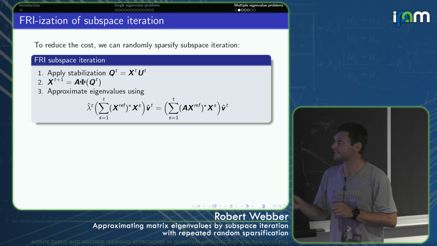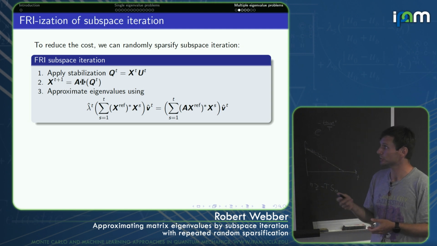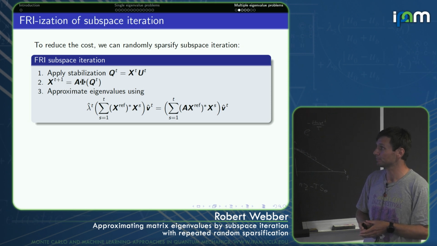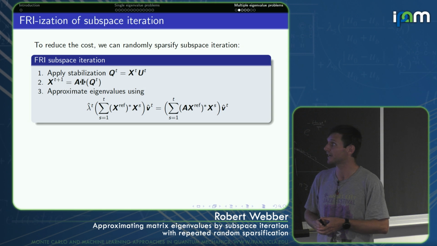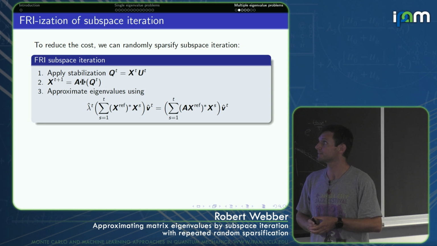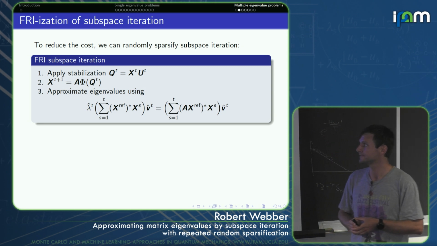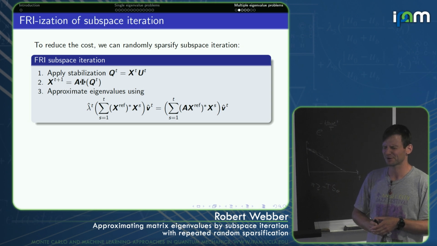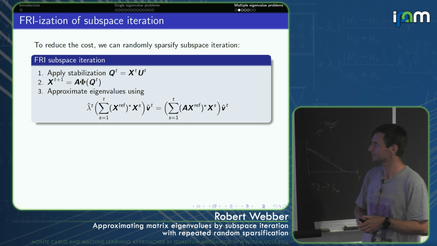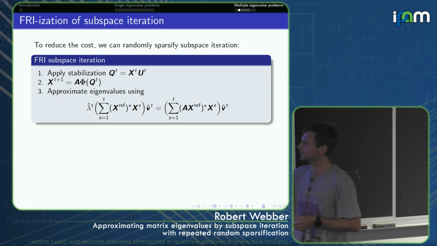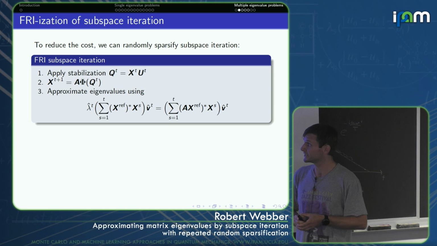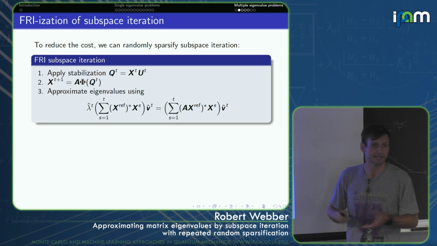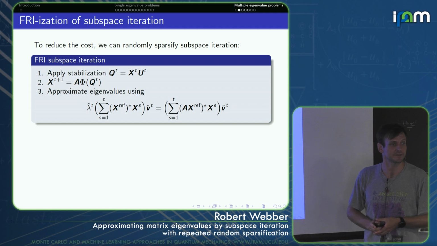So we'll apply some stabilization where we get out a QT matrix that's a little bit stabilized from XT. We'll apply a matrix multiplication: XT plus 1 is A phi QT. And then approximate eigenvalues using the generalization of the projective estimator from the FRI power method. Right, so here it's a generalized eigenvalue problem. And you would get out K eigenvalue estimates this way. You'd also get out eigenvector estimates if you wanted them, but we've not looked at the accuracy of those yet.